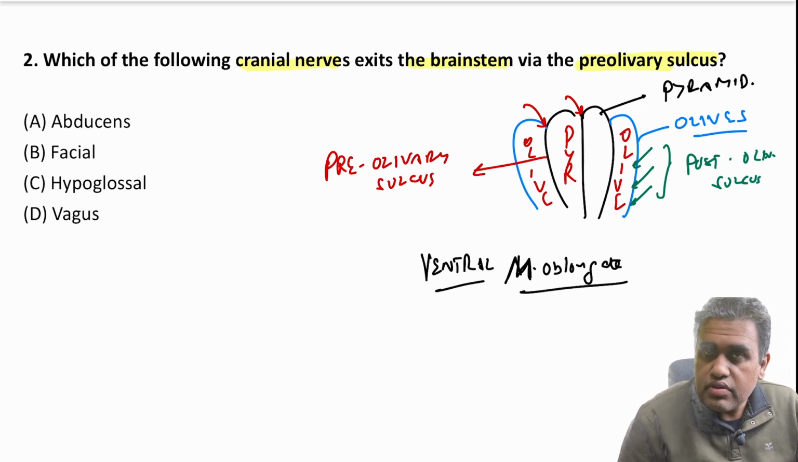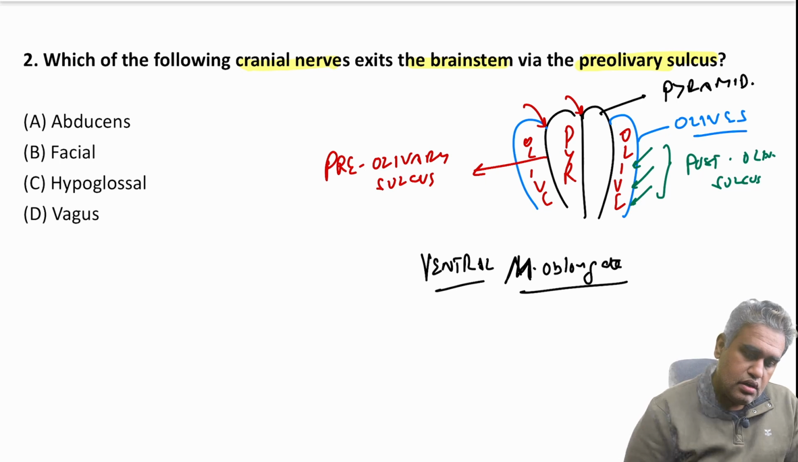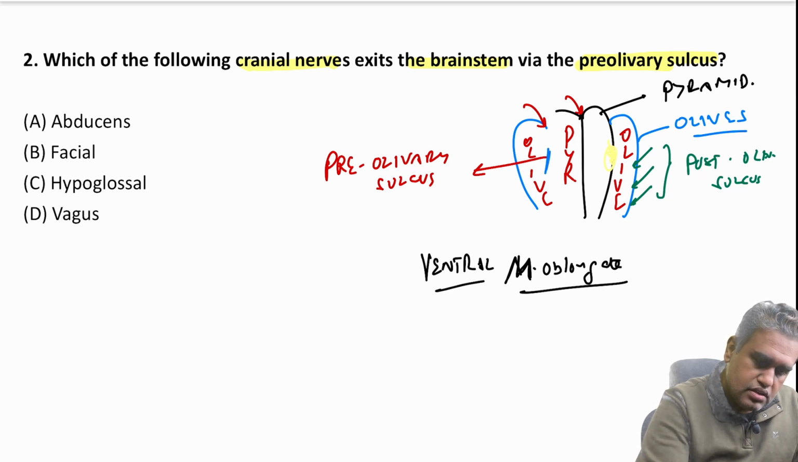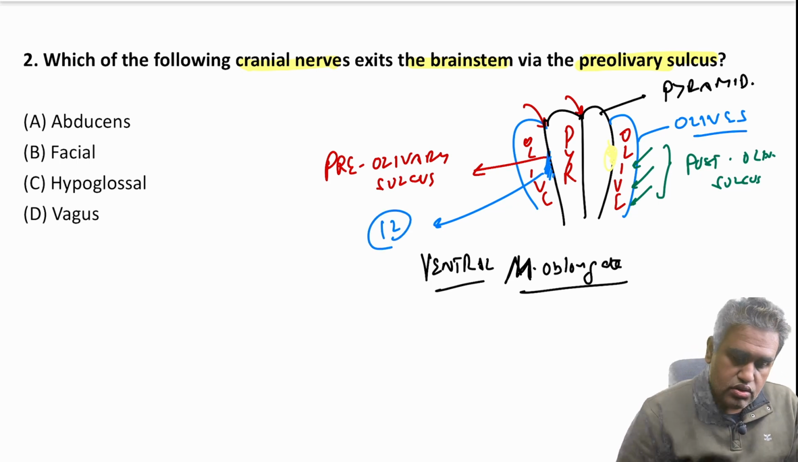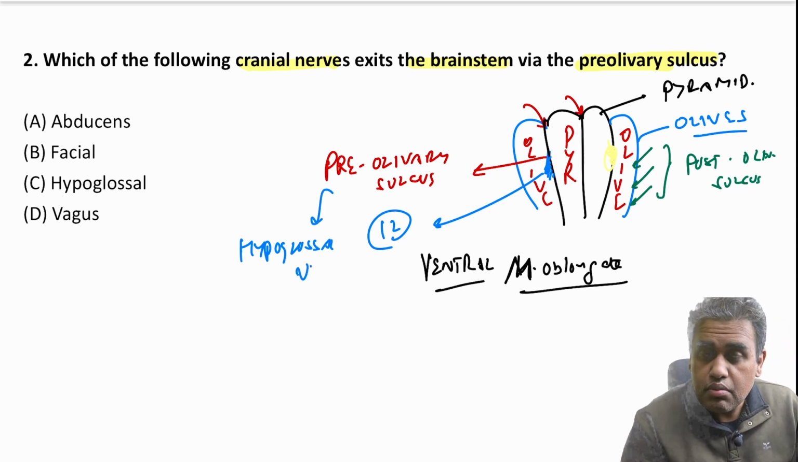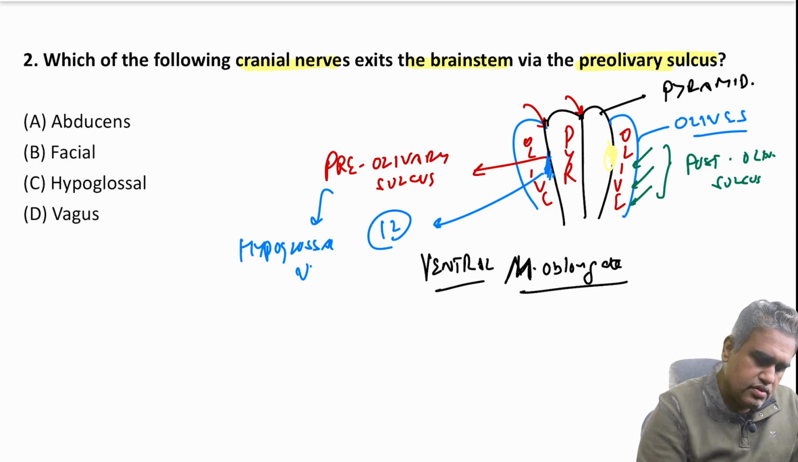Now, which cranial nerves come out from where? Between the pyramid and olive, the nerve coming out over here with its different rootlets, let us show with a different color, else it is hard to decipher. The nerve coming out from here is the 12th, the hypoglossal nerve. It is only the hypoglossal, no other nerve, that comes from the pre-olivary sulcus. Hypoglossal nerve, 12th nerve, motor supply to the tongue. The answer is therefore hypoglossal.